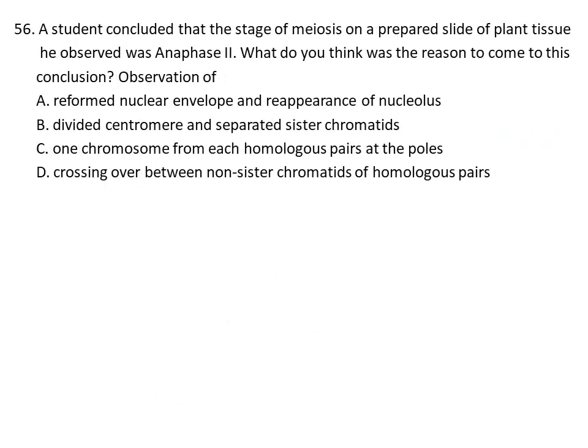Question number 56. A student concludes that a type of mouse cell is on a prepared slide of plant tissue. He observed it was Anaphase 2. What do you think was the reason for coming to his conclusion? So the answer should be B. Divided centromere and separate sister chromatids.